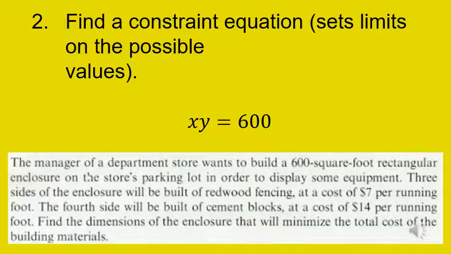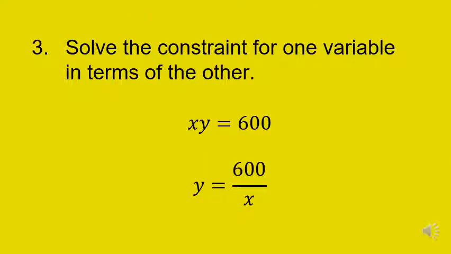So next we've got to find the constraint equation. And the constraint here, the thing that sets a limit on it, is the fact that it has to be a 600 square foot lot. So I need to have the length times the width, x times y, equals 600. We solve for one variable in terms of the other. The way I do that here is just to divide both sides by x. I get y equals 600 over x. If I wanted to, I could have said x equals 600 over y. Again, it really makes no difference which way you do that.